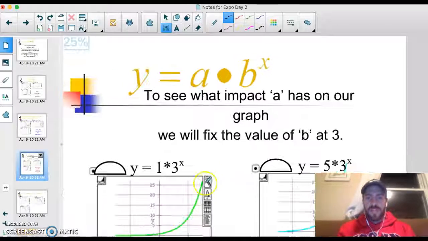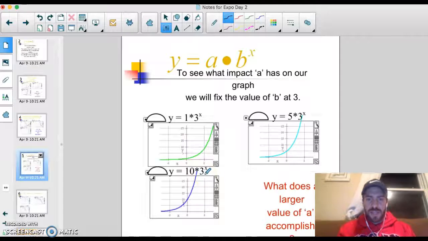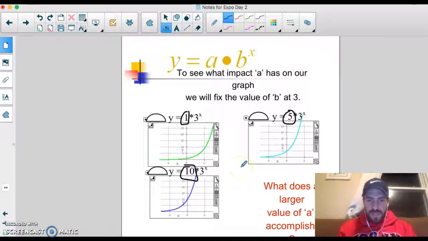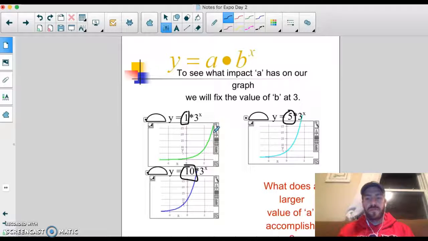Now that we've looked at both types of b's, let's look at an a value and see what that does to it. So we have 1, 5, and 10. The base is all the same here. The base is 3. But our initial value is changing. See if you can see anything that's happening.